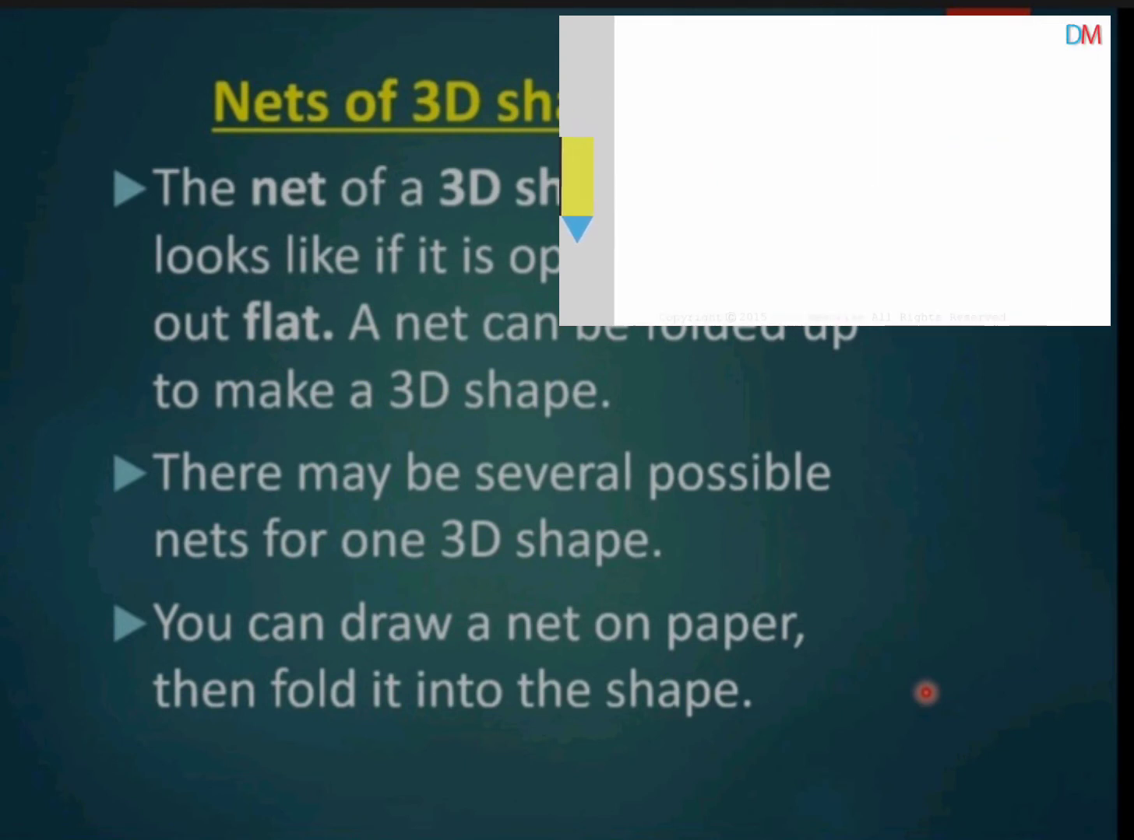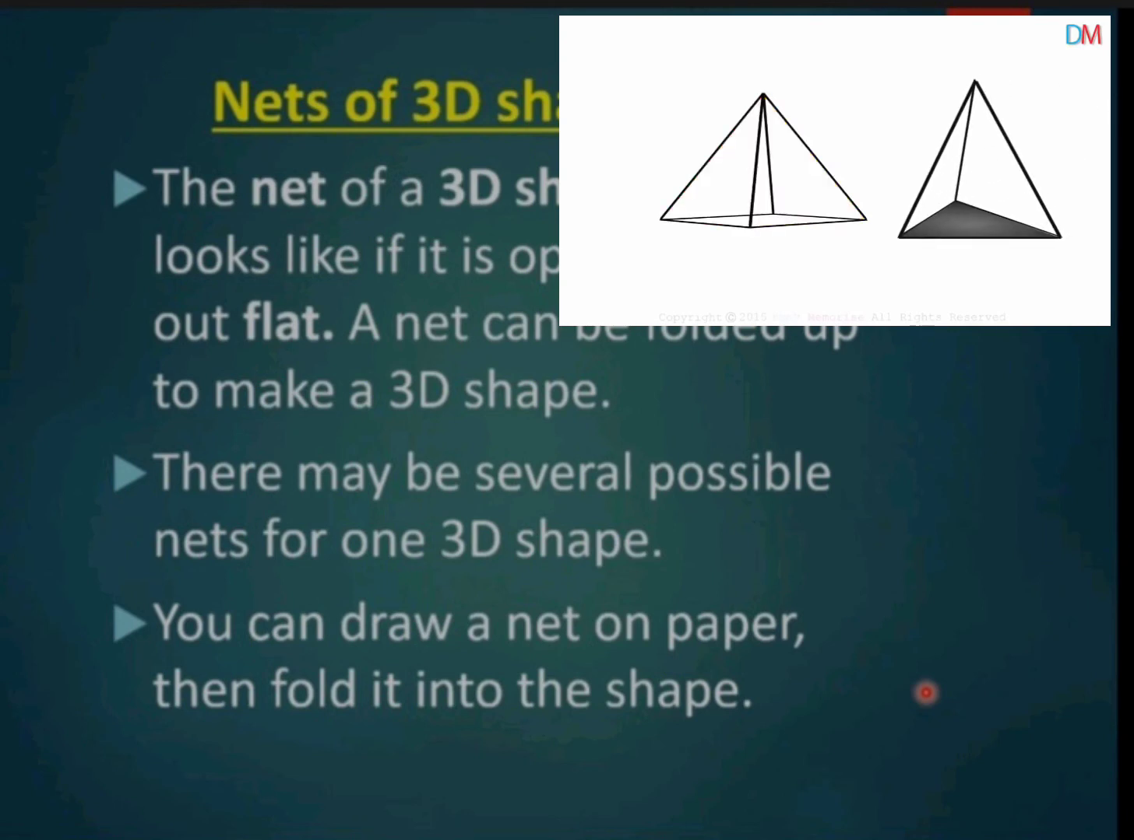Let's take another example. Here's a square pyramid. It's called a square pyramid because its base is a square and all other faces are triangles. One base and 4 triangles. If the base was a triangle, it would have been called a triangular pyramid.